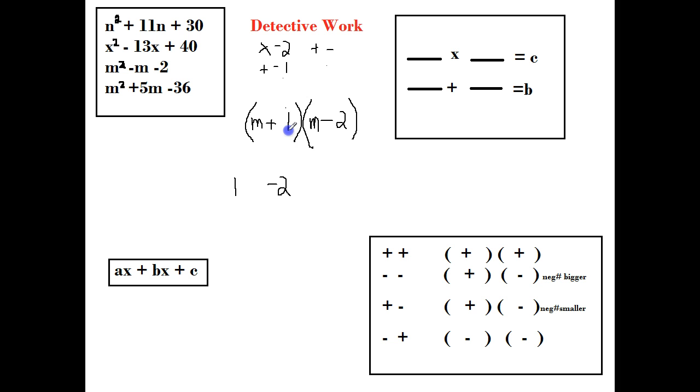And here's the 1. And now let's go through it. M squared plus -2m plus 1m, so that leaves us with a -1m. And 1 times -2, that gives us a -2. So that's solved. So that tells us, with our detective work, that if you have a negative, it's going to be a plus negative. And if you want to know something more to help you, it also means that the negative number is bigger. The bigger of the two numbers is going to be the -1.